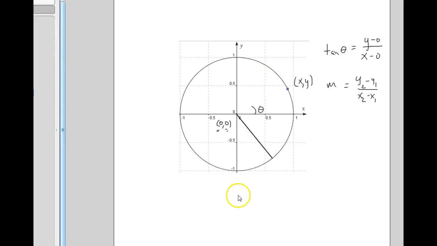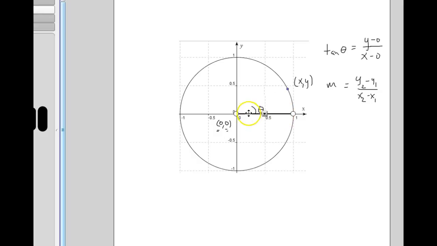Okay, so just a little recap. Those are the three main ones. X is the cosine of the angle. Let me get back to where that looks like the angle again. X is the cosine of that angle. Y is the sine of that angle. And the tangent of the angle is the slope of that line segment that connects the origin to the point on the circle.